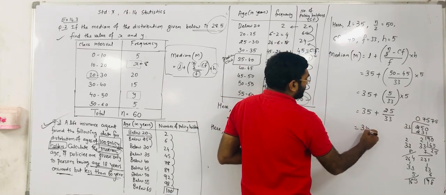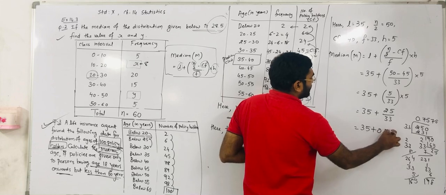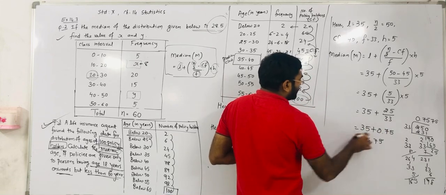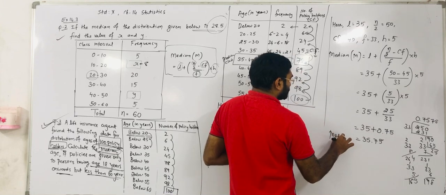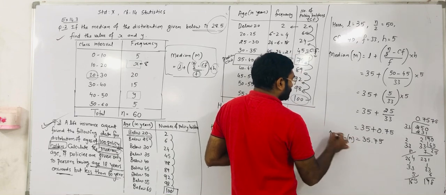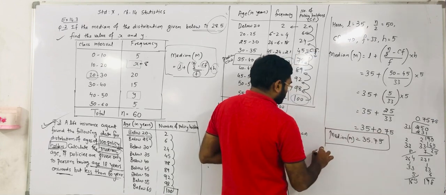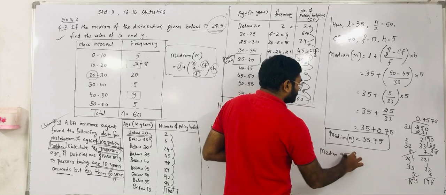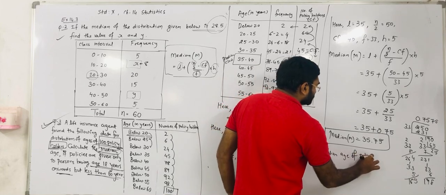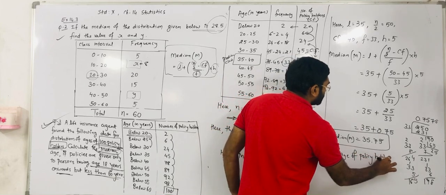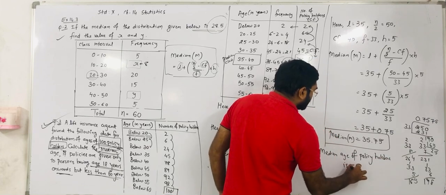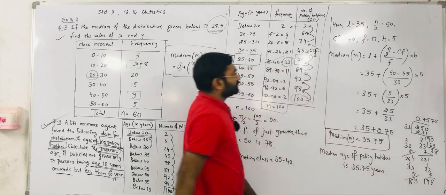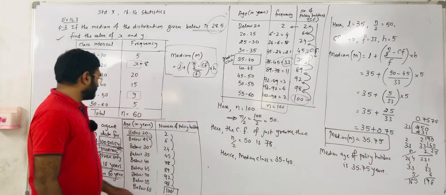So 35 plus 0.75, we get 35.75. 35.75 is the median age of the given distribution, or the median age of policyholders is 35.75 years. Okay, so that is very important. Question number 3.